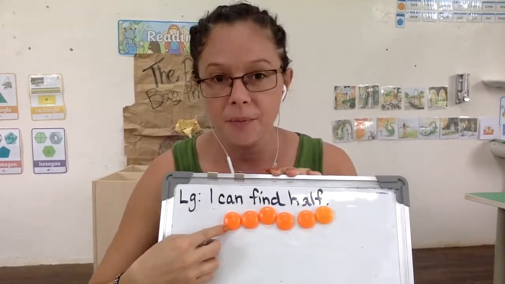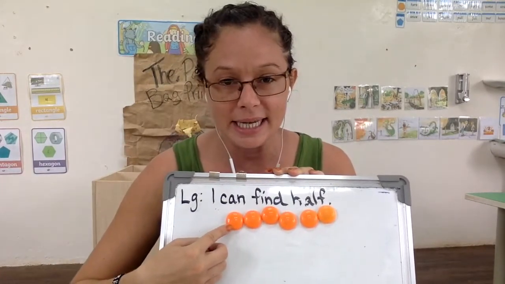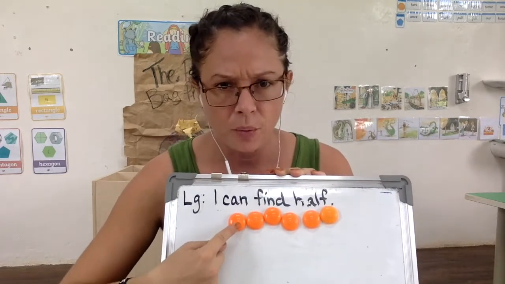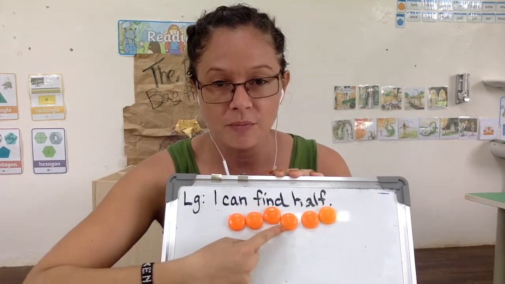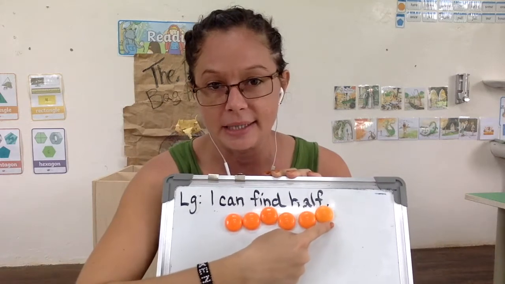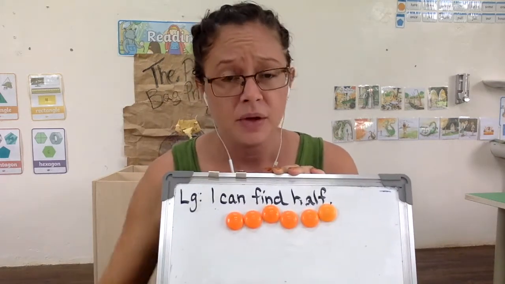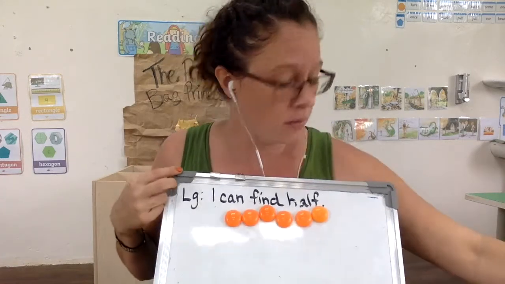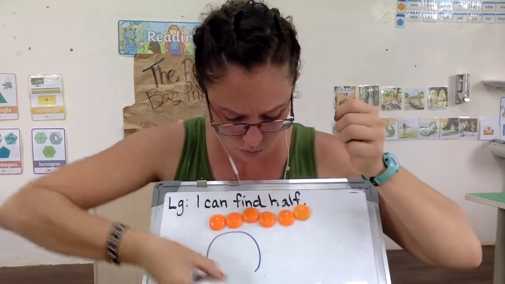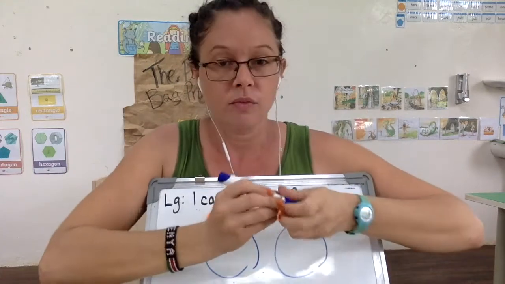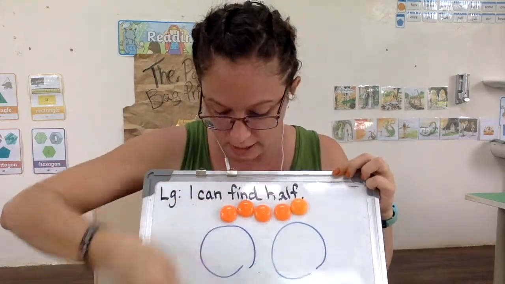So here, I have 6 magnets. Let's check. 1, 2, 3, 4, 5, 6. I want to find half of 6. So I'll share them equally between two groups. 1 here, whoops.